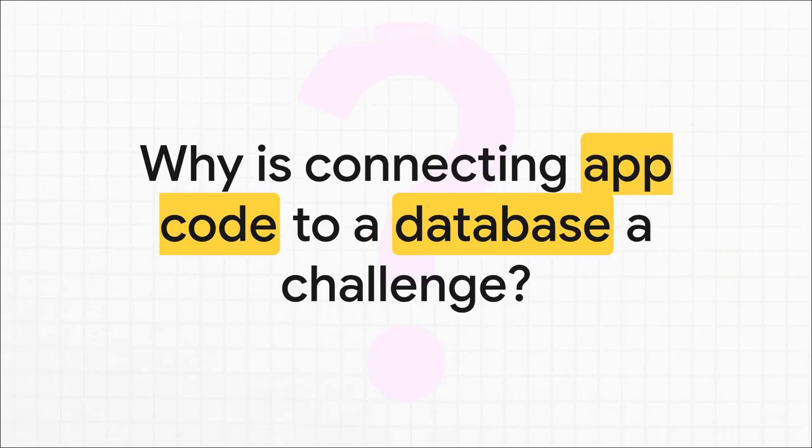But let's be real for a second. Why is this even a problem? I mean, it feels like it should be simple, right? You've got your application logic, all neat and tidy with its objects and classes. And then you've got your database, which only understands tables, rows, and columns. It's like they're from two different planets. So what makes connecting these two worlds so tricky?